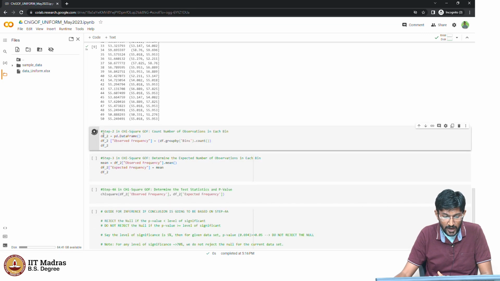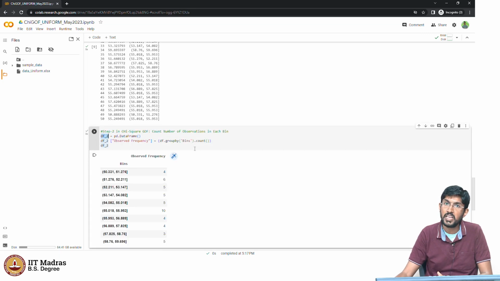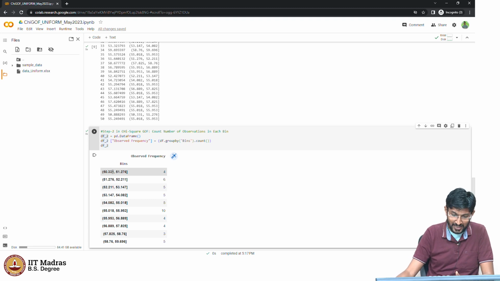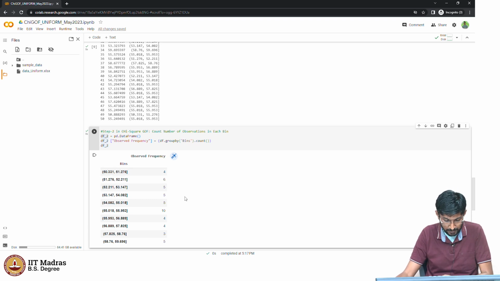And in step 2, I am creating a new data frame called df2, and for each bin that I have created, I am going to find how many observations fall into that bin. So df2 is basically going to represent my frequency table. So in bin 1, which is going to be 50.33 to 51.26, there are going to be 4 observations in my data set, right?